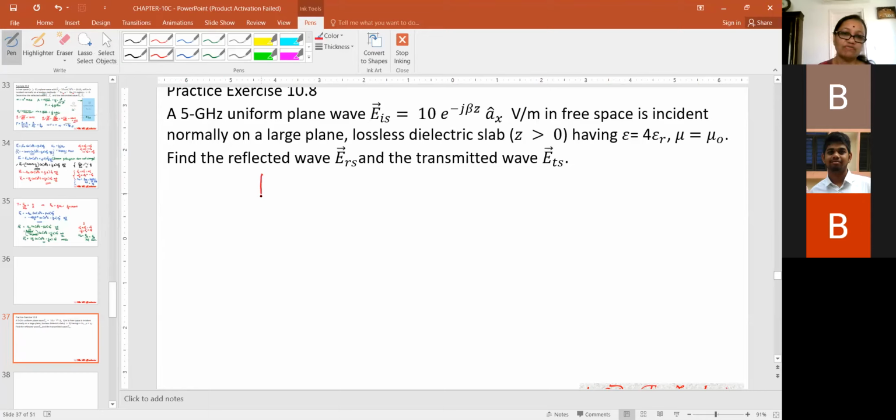So let's first draw one figure till we are comfortable. Z greater than 0. So this is medium 2, medium 1. Here it is mu naught, epsilon naught. On this side, what do you have? 4 mu naught and 4 epsilon naught and mu naught. It is incident, so this is your k vector.